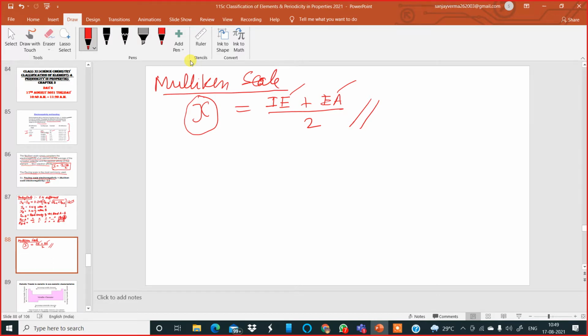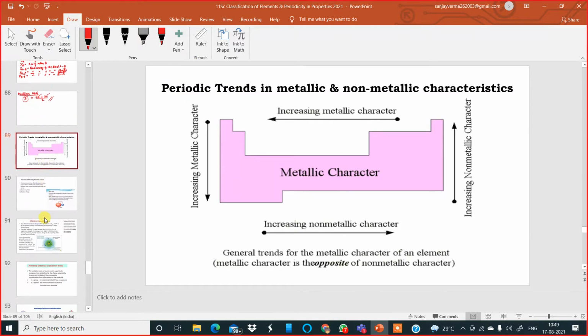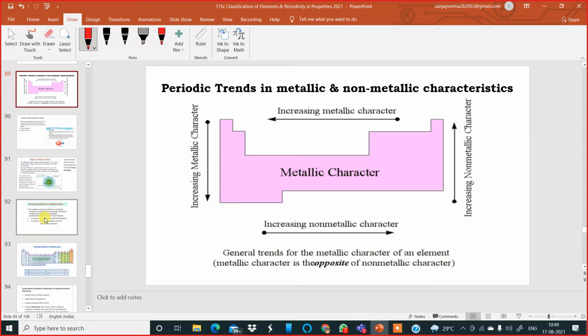Now, after that, let us move to the next slide in this chapter. This is the summarization of the periodic table in metallic and non-metallic characteristics. If you see very carefully in this slide, metallic character is more on this side, and non-metallic character is more on this side, across the period. And down the group, the metallic character is increasing, but up the group, the non-metallic character is increasing.